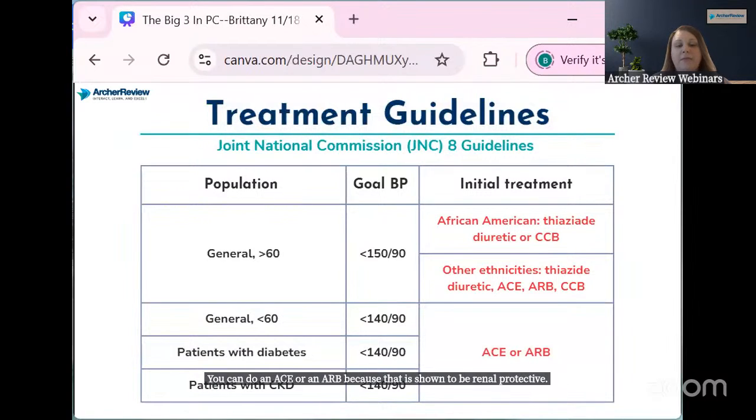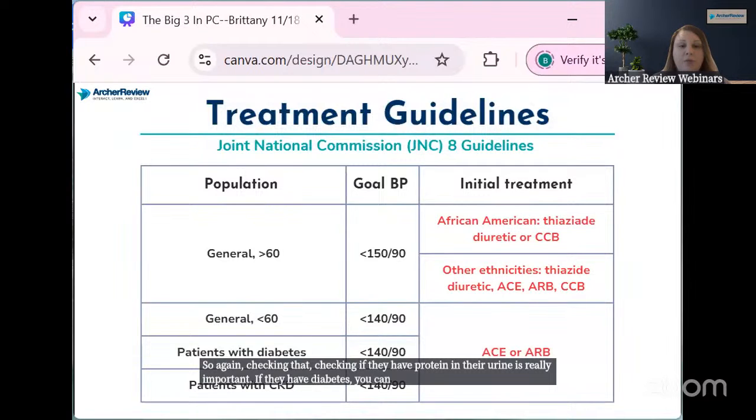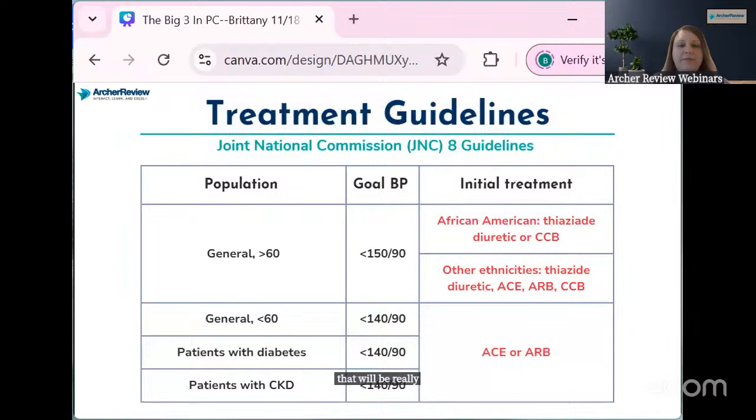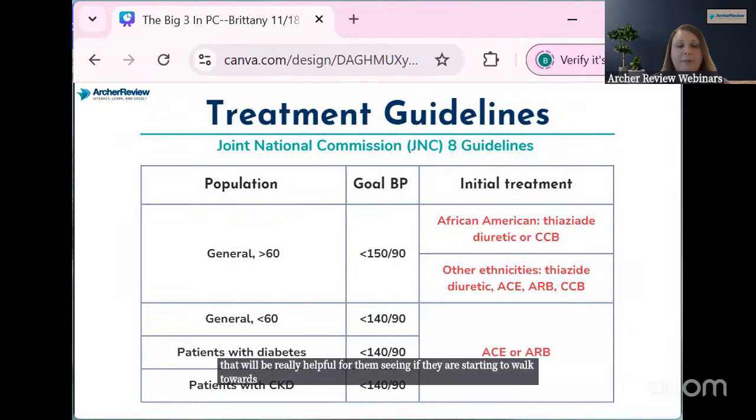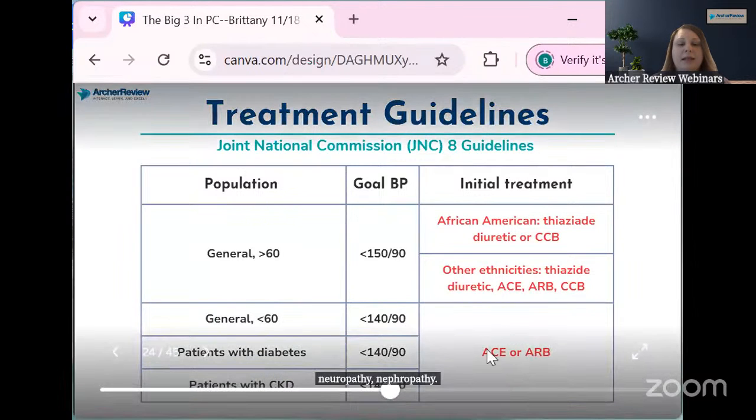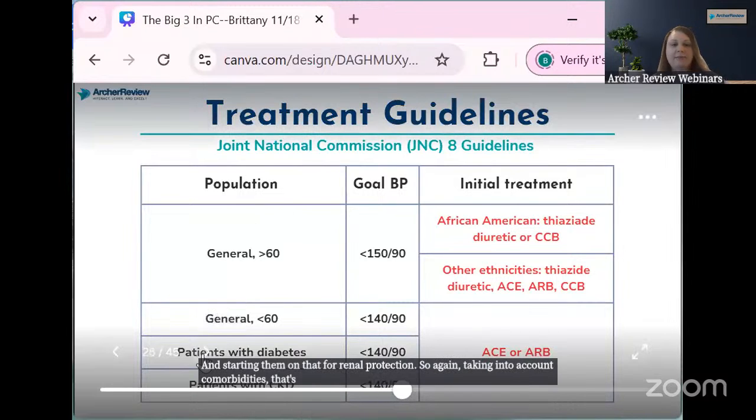So again, checking if they have protein in their urine is really important. If they have diabetes, you can do that microalbumin and creatinine ratio. That will be really helpful for them, seeing if they are starting to walk towards diabetic nephropathy, and starting them on that for renal protection. So again, taking into account comorbidities, that's what I want you to see off of this slide.